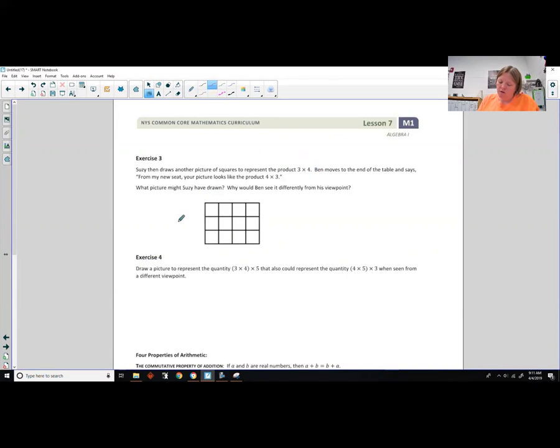Well, if Susie is looking at this, she might be looking at it from this way. So she sees 3, and it's duplicated 4 times as it goes away from her. Okay, but Ben sees 4 times 3. So would Ben be over here, looking this way? And the answer would be no, because it would still be 3 times 4. So Ben would have to either have gone over here or over here, and looking at it from this direction, he sees 1, 2, 3, 4 across and 3 deep.